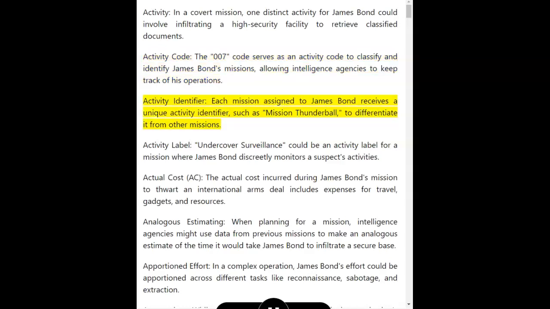Activity identifier. Each mission assigned to James Bond receives a unique activity identifier, such as Mission Thunderball, to differentiate it from other missions. Activity label. Undercover surveillance could be an activity label for a mission where James Bond discreetly monitors a suspect's activities.